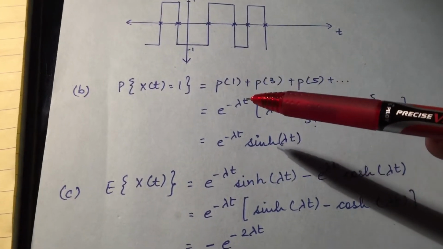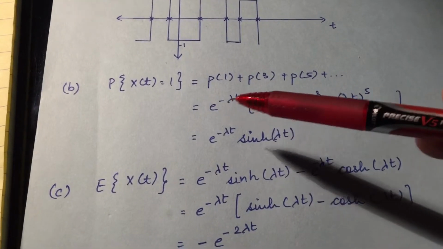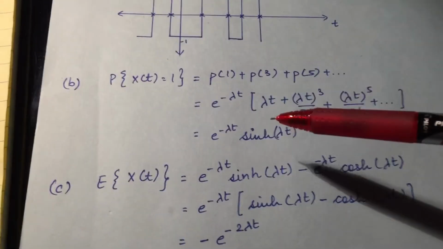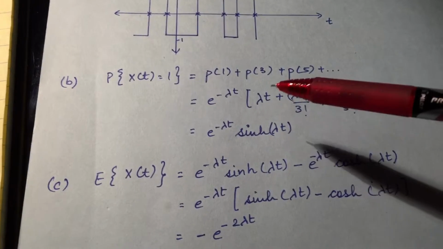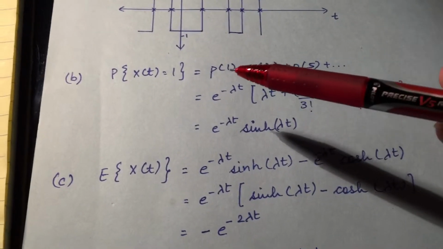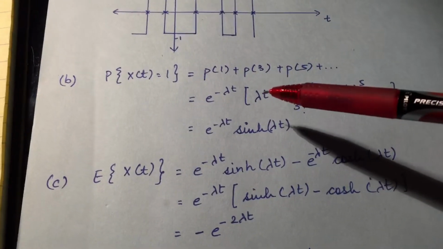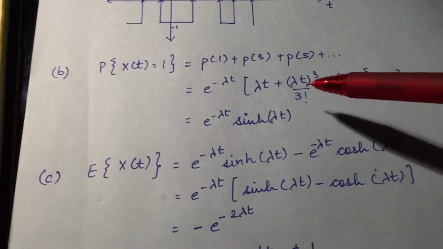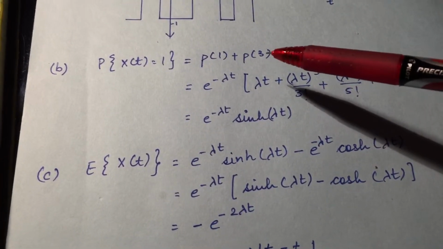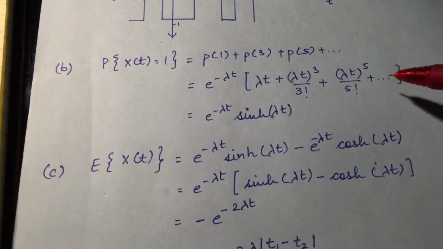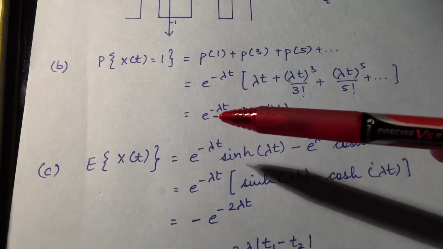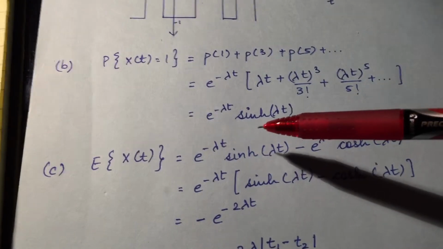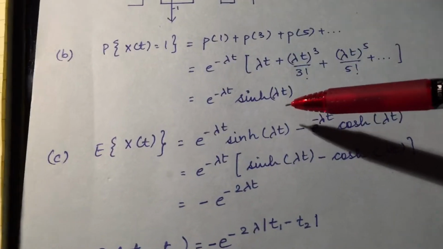So when we actually open this up and write it in terms, we get e to the power minus lambda t, that comes out to be common, and then to the power n by n factorial, where n is this number. So it's like lambda t to the power 1 by 1 factorial, that's the same thing as lambda t, and then lambda t cubed by 3 factorial. So we add all of these up and we end up with e to the power minus lambda t into sine hyperbolic of lambda t. This is the second part.